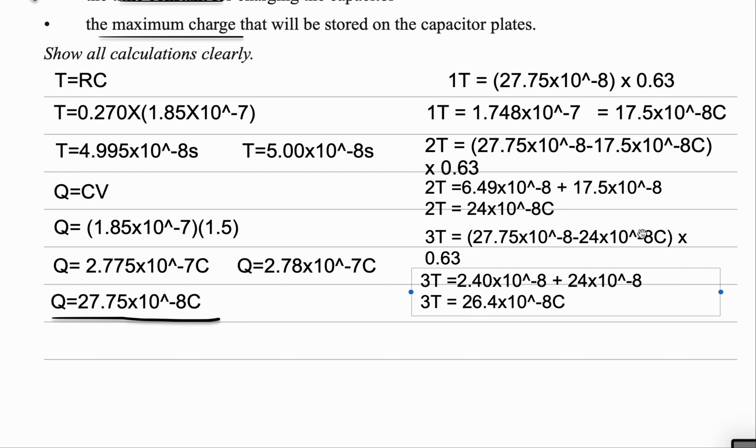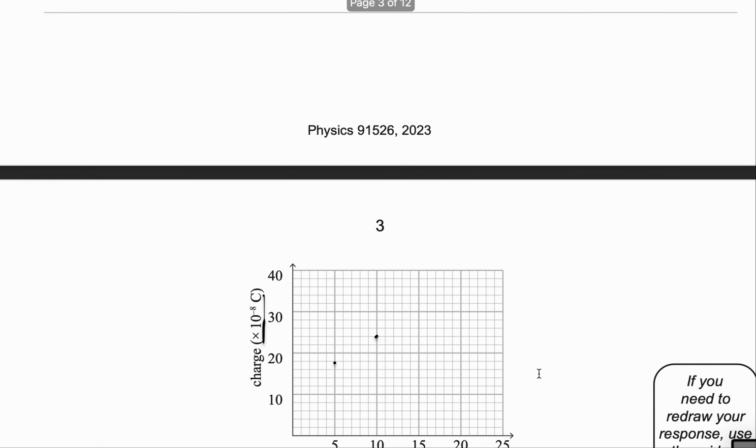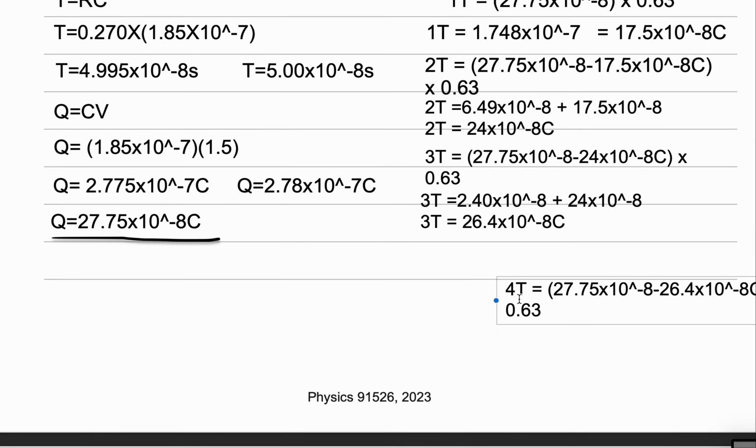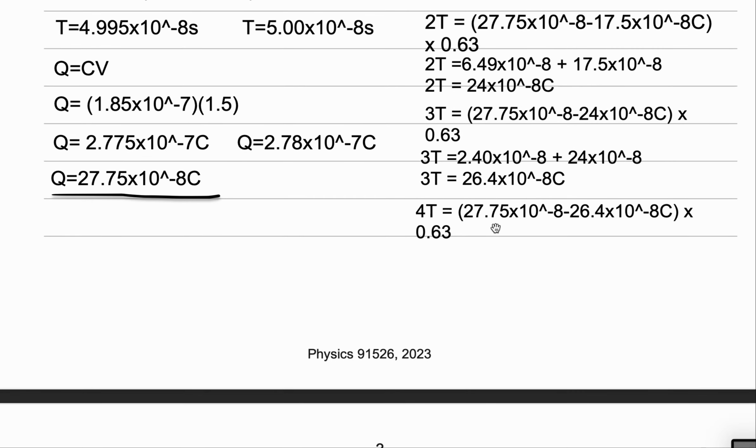That value right here, plus the existing value of 24 times 10 to the power of negative 8 coulombs equals 26.4. So once again, mark it up. 26.4, about there. Cool. And final point, because they've only asked for at least 4 points, so you can do more, but it's easiest just to do the minimum.